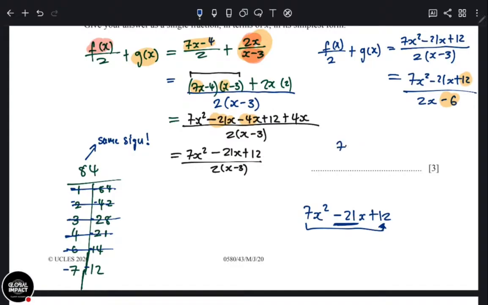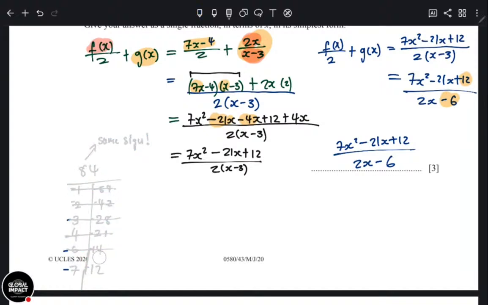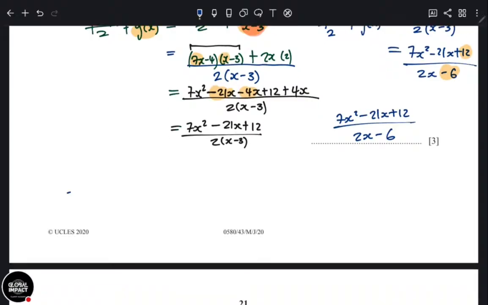So you are keeping it as 7x squared minus 21x plus 12 over 2x minus 6. What you can't do is divide one thing into one thing. You are not allowed. You would have to factor out. So you don't divide one thing into one thing. Leave it like this. Then you'll get your 3 marks.